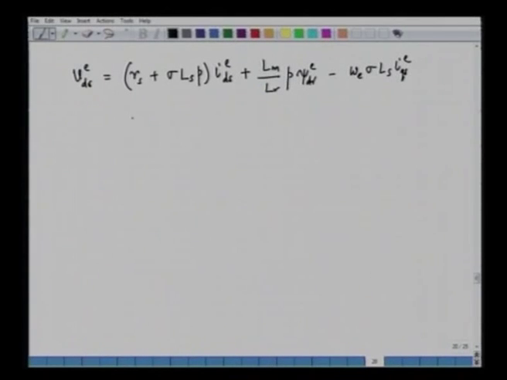Now, sigma is called the leakage factor, and that is equal to 1 minus Lm square by Ls into Lr. Lm is the magnetizing inductance, and Ls and Lr are the self inductances of the stator and the rotor respectively.